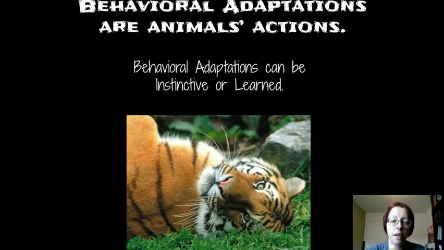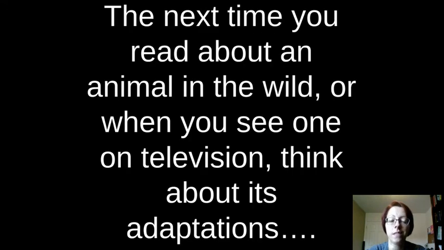And then we talked about behavioral adaptations. Those are the actions an animal does, and they are either instinctive or they are learned. Those are the two things. So the next time you read about an animal in the wild, or you see one on television, or maybe you're outside, I want you to watch that animal, and I want you to think about what kind of adaptations that specific animal has. See if you can identify that.